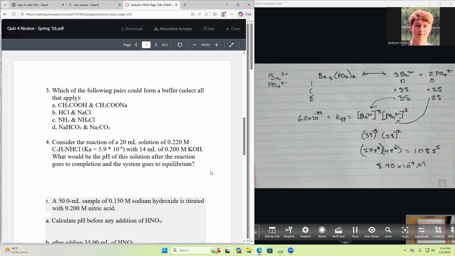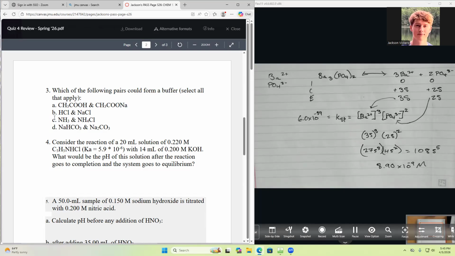Exactly. So they need to be conjugates and they need to be weak. So how about this first example here? Do we think this makes up a buffer? Yes. CH3COOH, that is acetic acid, that's a weak acid. And then its conjugate is also a weak base. And we know that this is the base because it has one less H and it has sodium there to balance it out. So sodium is like a counter ion here. We don't really care about it.